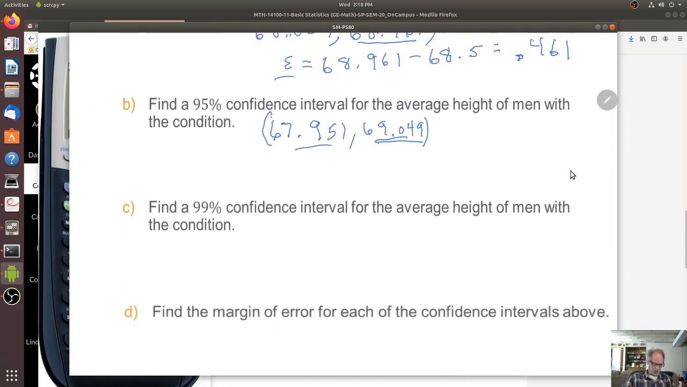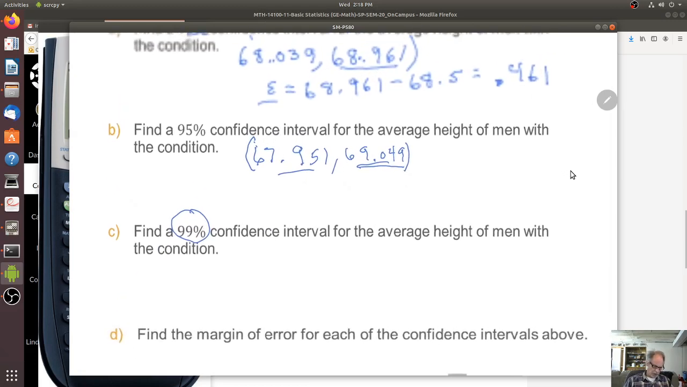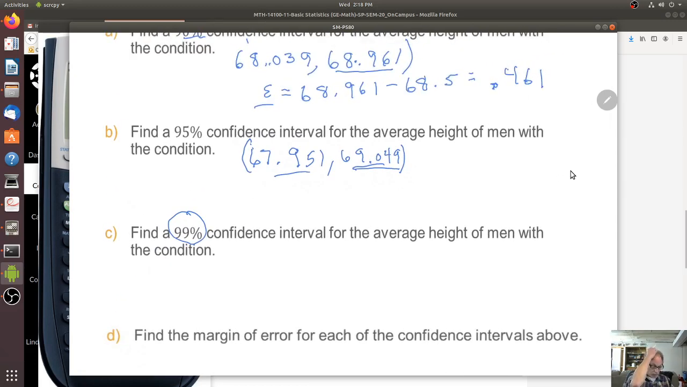Oh, no, I didn't answer all the questions here. Find a 99%. Well, that's even going to be a bigger interval. And then find the margin of error for each of the intervals above.